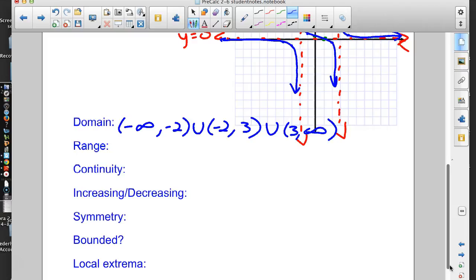Are we using all the y's? Look at all 3 parts. Are any of those parts going to use all the y values up and down forever? Middle section.